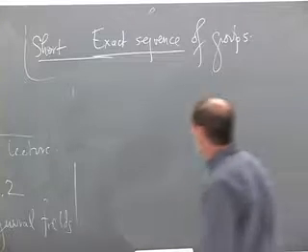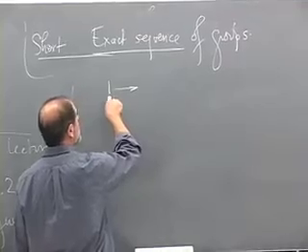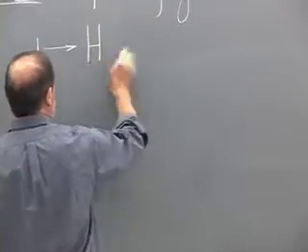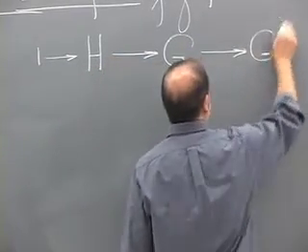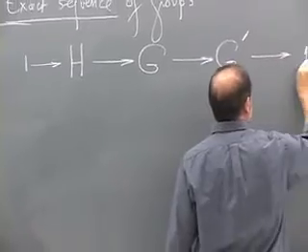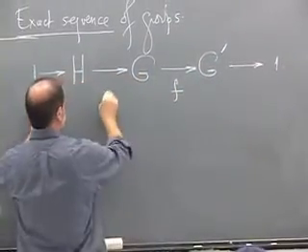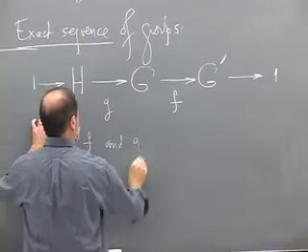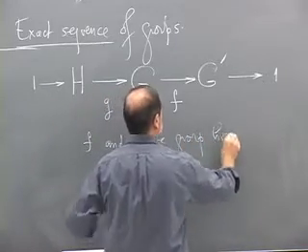A short exact sequence of groups is a diagram of 5 groups. You start off with the identity group. That's called the identity group, 1. Then you have a subgroup H. Then you have a group G. Then you have a group G prime. And then you have another group 1. And everything in this is a group homomorphism. F and G are group homomorphisms. So are these maps.